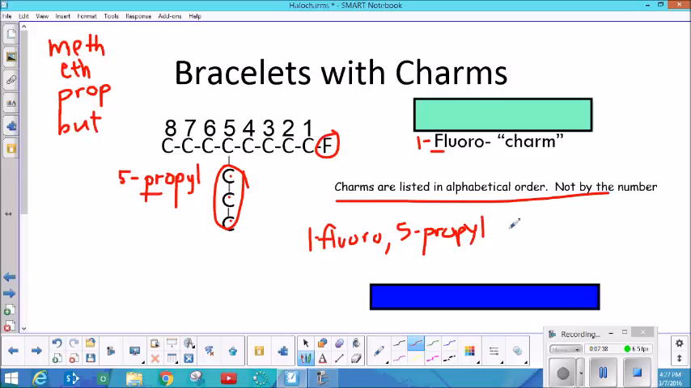Well, this is oct, and these are all single bonds. That one we don't care about. That's a single bond, single bond, single bond, single bond, single bond, single bond, single bond. So I don't have to tell the reader anything about where anything's located because they're all single bonds. And I also only have single bonds, so that means the ending is -ane.